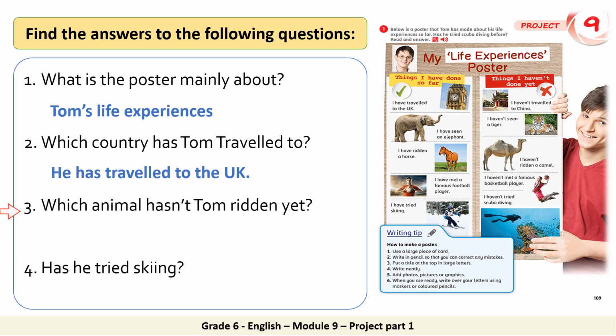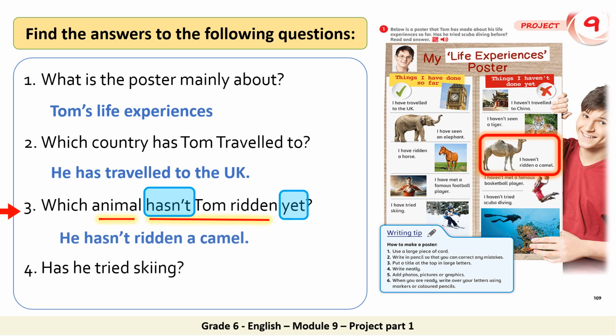And let's do the same with question number 3. Read the question carefully and pay attention to the keyword. Which animal hasn't Tom ridden yet? Animal, I ask about animal. And the word hasn't is the keyword as well, because I will find this piece of information on the right part of the poster, the things he hasn't done yet. Well done. So the correct answer is he hasn't ridden a camel. Good job.